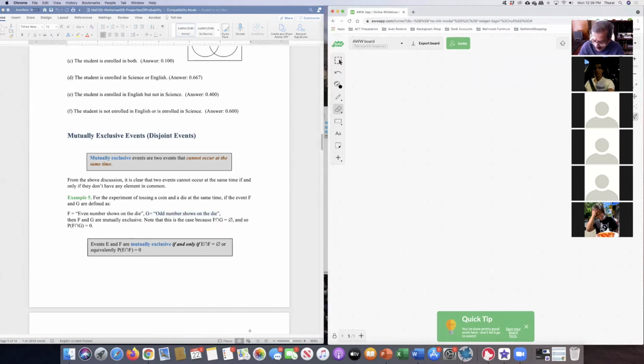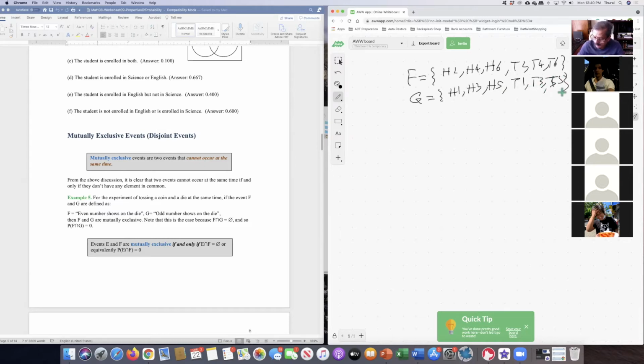So if you take the event F, and if you actually write down the event F, I'm trying to write down the event on the board. Event F, which is an even number shows up on the die. But this is a die and a coin. So that means H2, H4, H6, T2, T4, T6. These are the elements that make up the event F. If one of these is the outcome, then you have an even number on the die. G is an odd number on the die. So that will be H1, H3, H5, T1, T3, T5.